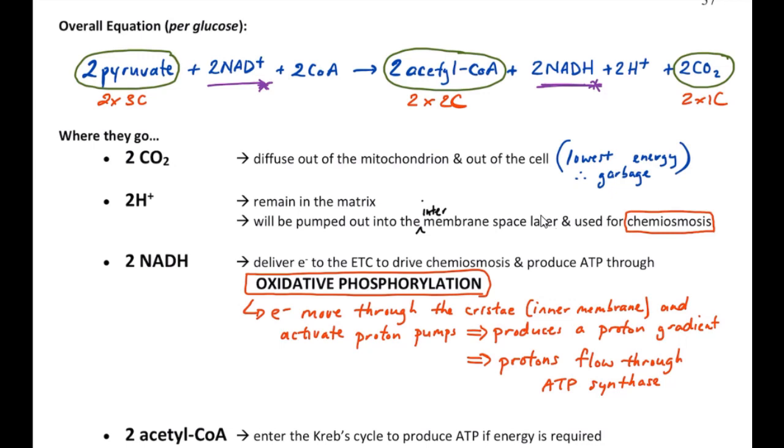And then the NADHs that I've just created are my electron carriers. So they're going to deliver those electron payload to my electron transport chain to help me drive chemiosmosis and help these protons get moved around to help me produce ATP.